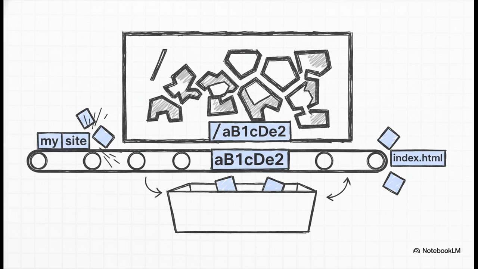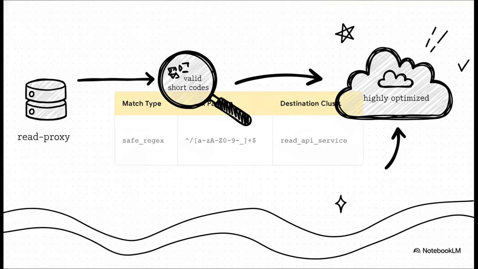When someone clicks a short link, we need to be more precise. We can't just match on a prefix. We have to perfectly capture that unique shortcode from the URL. And for that, we need a more powerful tool. And there it is, a regular expression. Now don't worry about the syntax.